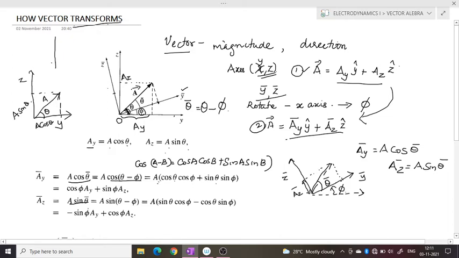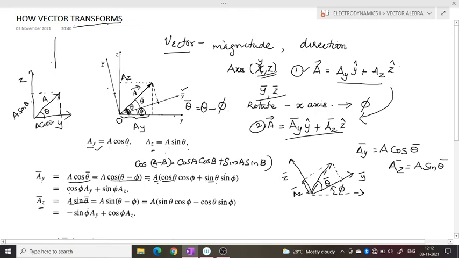Now look at this term. What is A cos theta? It is nothing but Ay. Here it is A sin theta. What is A sin theta? It is Az. Substitute like this. So you get Ay dash is equal to cos phi Ay plus sin phi Az. So you get Ay dash in terms of phi as Ay cos phi plus Az sin phi.